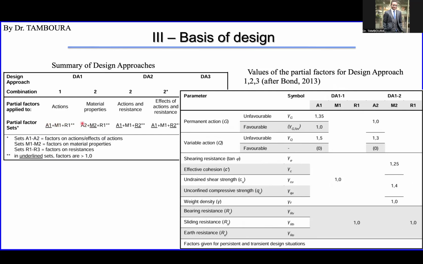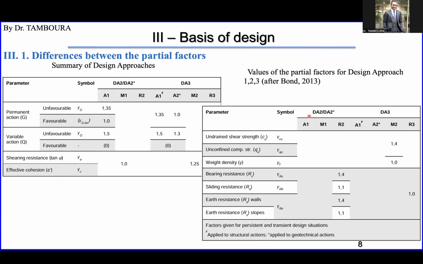For example, here is A2. The same value of A1 here. It means for design approach number 2, when the partial factors are applied on the resistance, you will have A1 similarly to this one, A1 here. Same value. Okay. But M1 also same. So roughly, this is me going into detail, really. This is design approach number 2. You can read by yourself the value of each parameter.